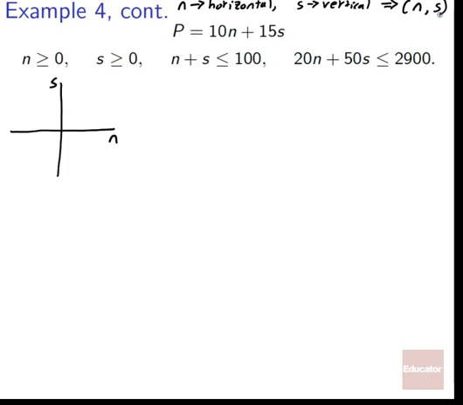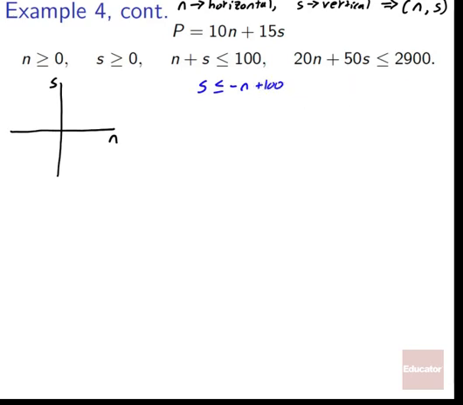And as long as we stick to it, it'll work out. Okay, so at this point, since S is the vertical, we normally solve for Y, the vertical, in terms of other stuff, so we want to solve for S in terms of other stuff, because that's what we're used to. So N plus S is less than or equal to 100 means that S has to be less than or equal to negative N plus 100.